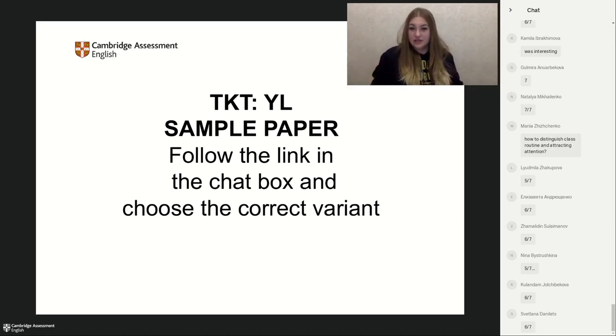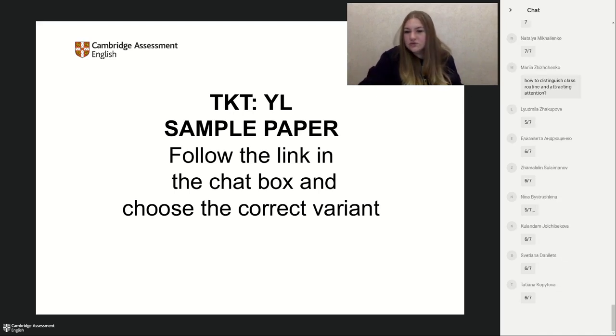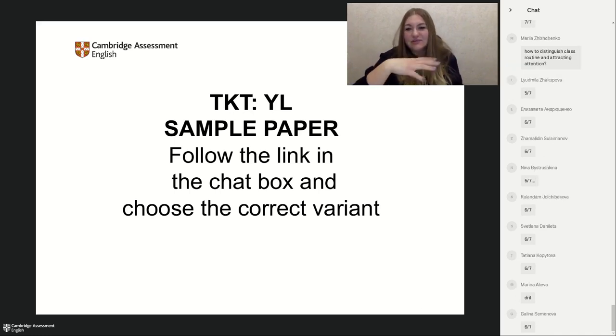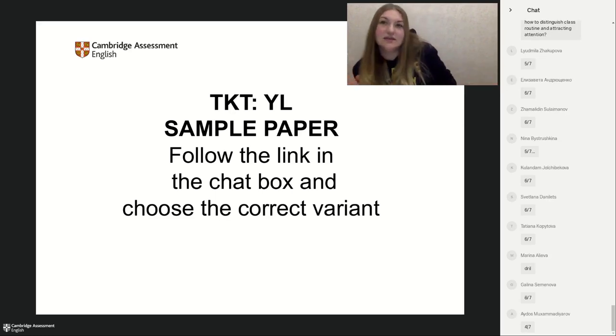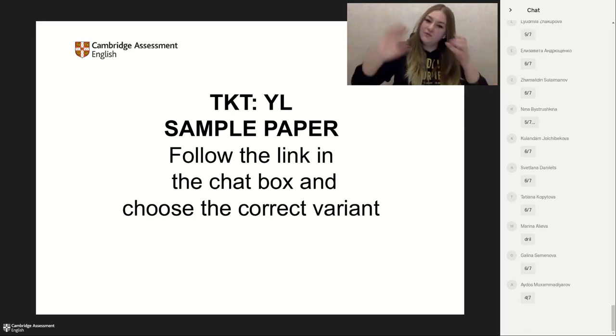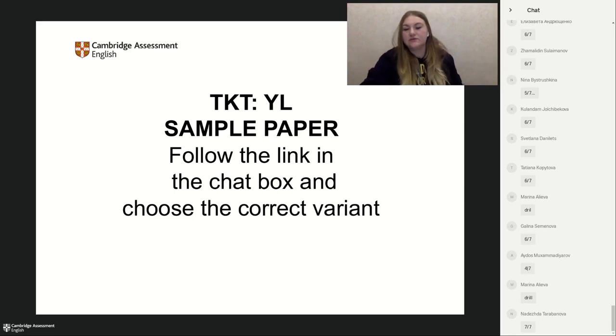Attention grabbers, attention getters, you can use during the classroom. They can be a part of your routine, but it's not a routine. Routine is something you do every lesson. Like, for example, every time I come into the classroom, I start singing the song, who's here today? Who's here today? Everybody clap your hands. Who's here today? Yeah, and they say, Masha is here today. Okay, hello, Masha. Yeah, so that's the kind of thing you do every day.